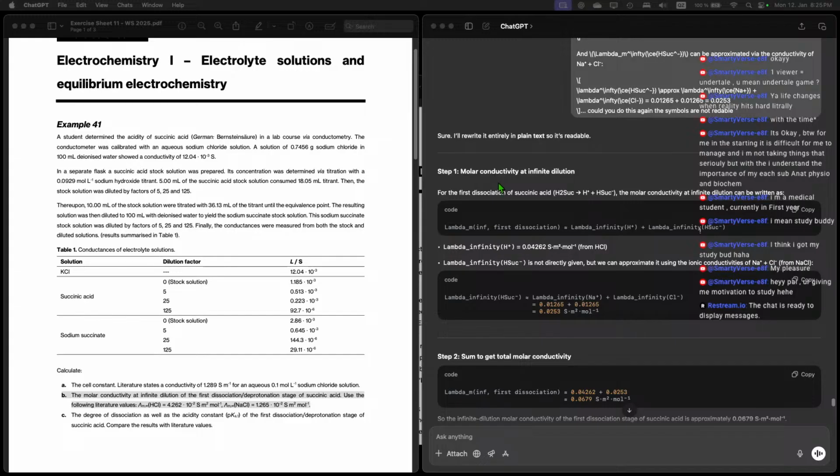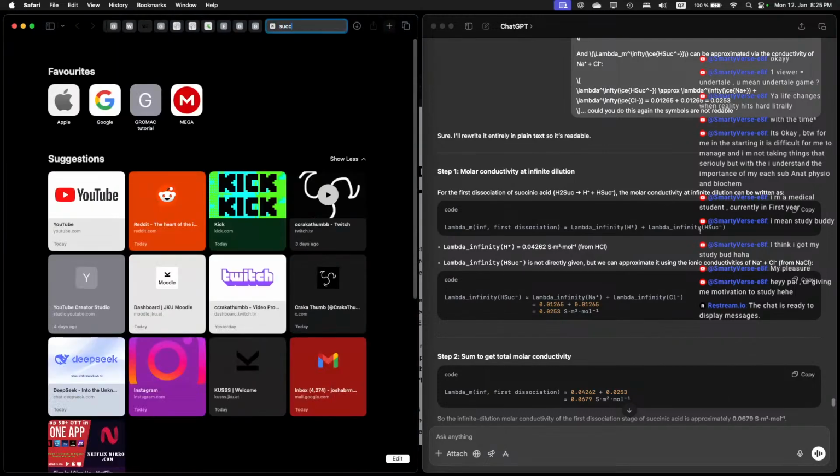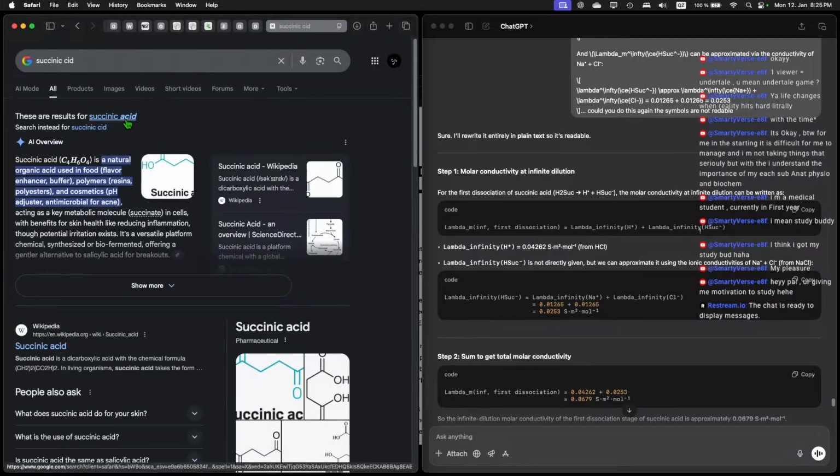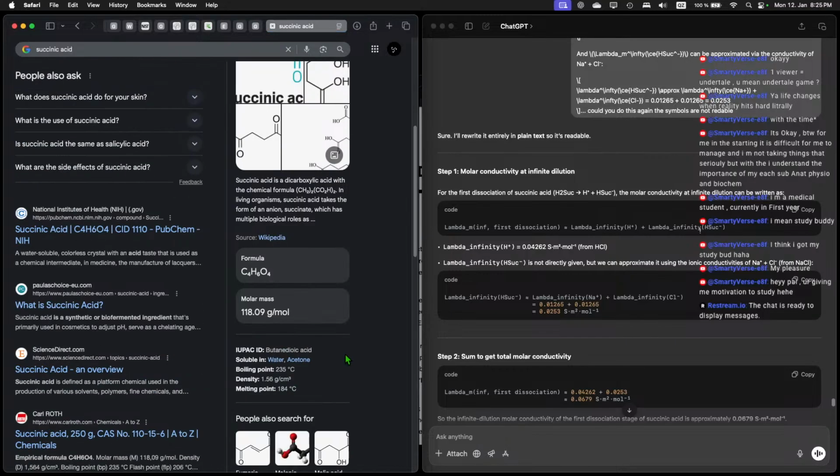The molar conductivity at infinite dilution. For the first dissociation of succinic acid, the molar conductivity at infinite dilution can be written as... You know what? I'm curious about the structure of succinic acid. C4H6O4, okay.